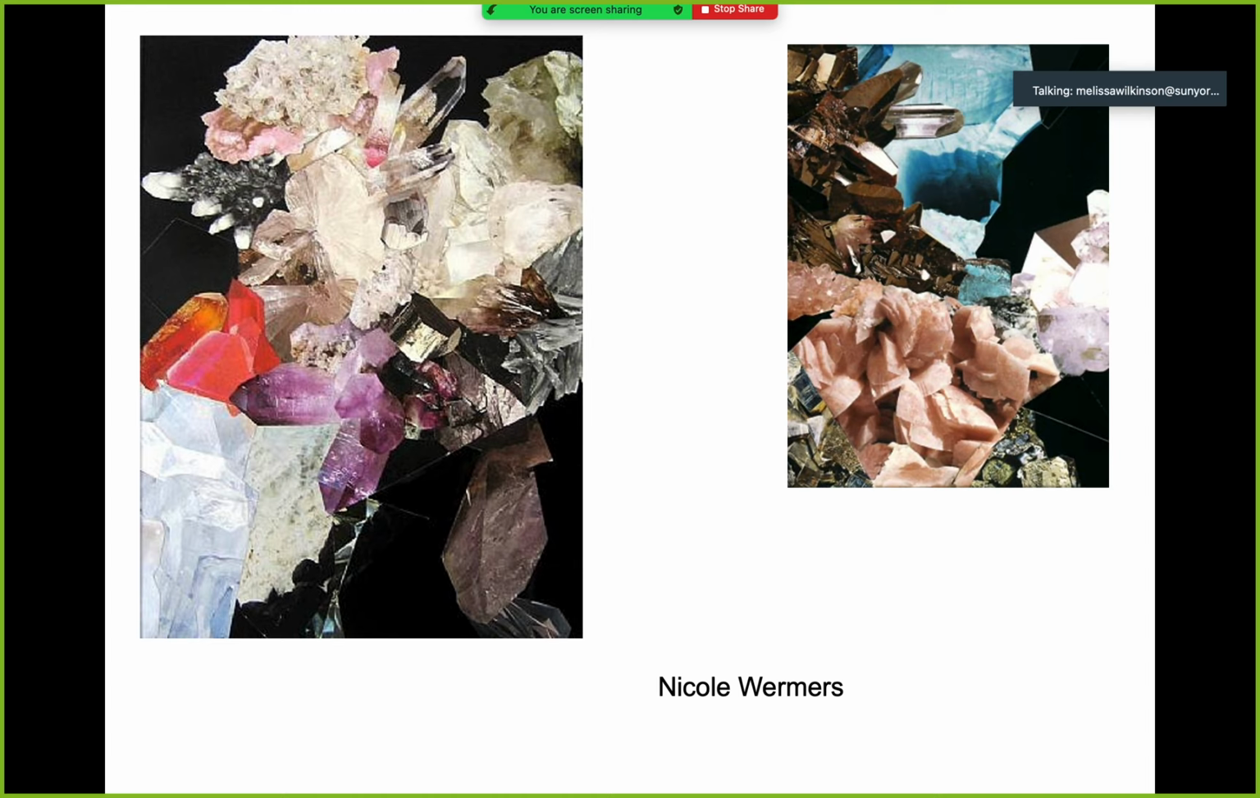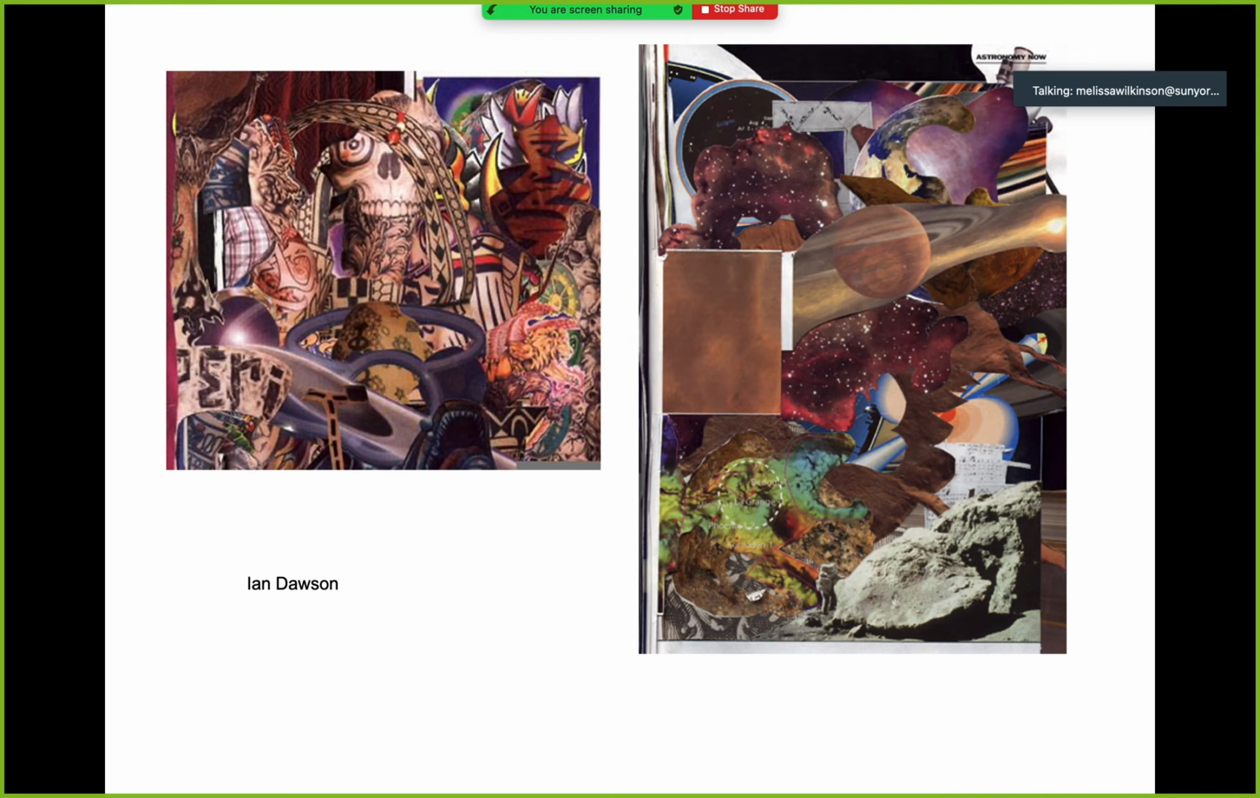This is a contemporary living artist named Nicole Wermers. And this is from a series of collages that she did from gem encyclopedias, where she's reorganizing them, cutting them up to create what appears to be a non-objective collage. And then Ian Dawson is doing much the same thing. He's doing collages as well, but his source imagery often comes from not only encyclopedias, but also tattoo flash magazines that showcase the body and the sort of art that's depicted on inked bodies.